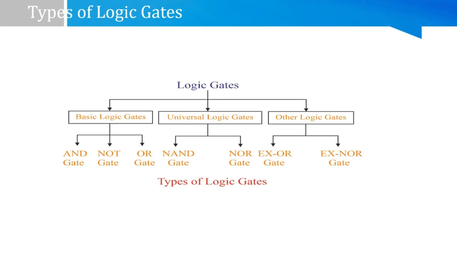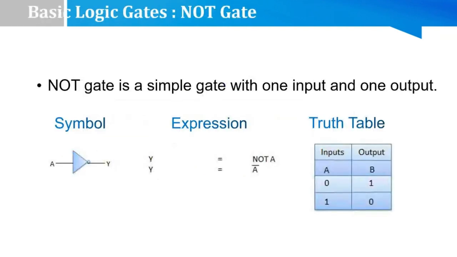Next will come the other logic gates. In this category, the XOR and XNOR will come. You can also call them arithmetic logic gates. Why? Because with the help of the XOR and the XNOR, you can do the arithmetic operation. So we'll see one by one what the types of logic gates are.